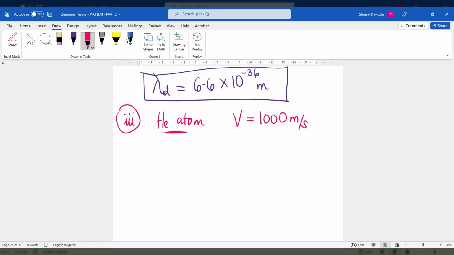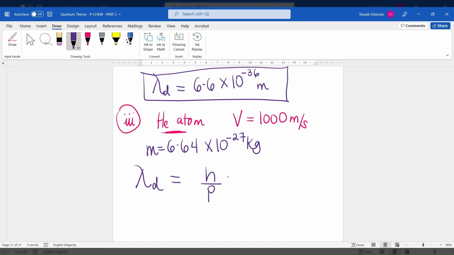And the helium atom has its own mass, and the mass of the helium atom in kilograms is simply 6.64 times 10 raised to the power of negative 27 kilograms. So this is basically the mass of a He atom. So the mass here is this. So we have the mass, we have the velocity, and we can easily determine the de Broglie wavelength for the third question. So the de Broglie wavelength, let's not forget, is just simply h divided by p.